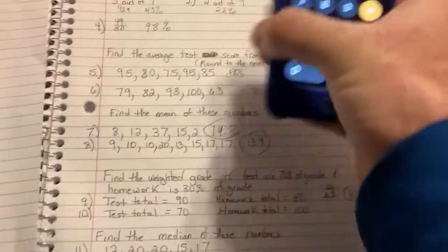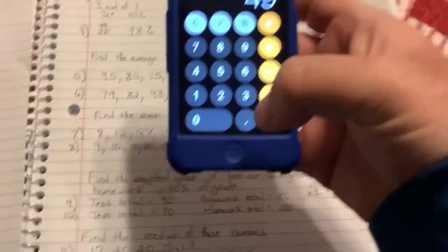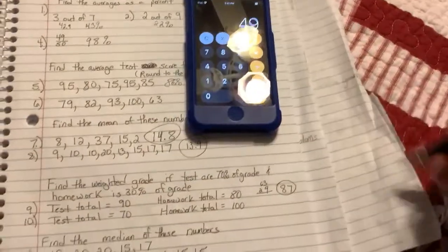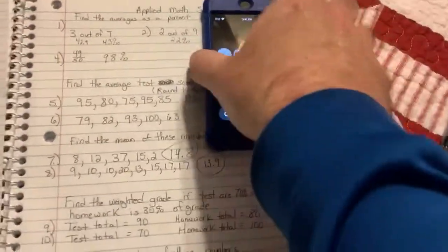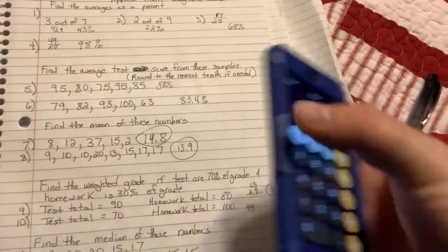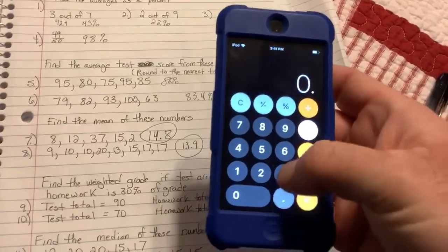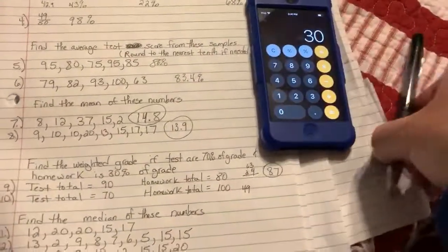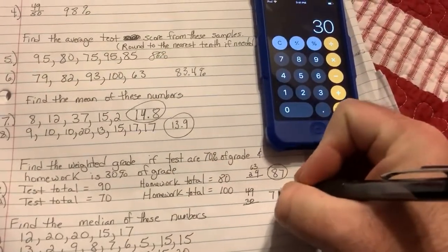Okay, so let's do this one the same way. 70 times 0.7. And so you should get 49. Okay, so 49. But then your homework was 100. Now that's going to come out to 30, but we can check it. So 100 times 0.3 is 30. So we're going to add that to that, and so we went to a 79.